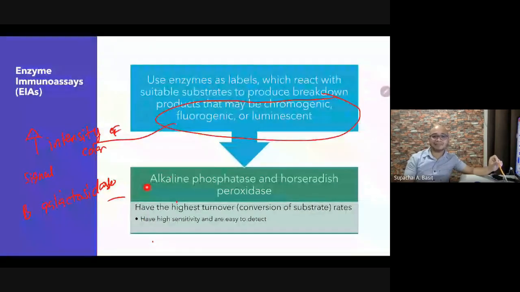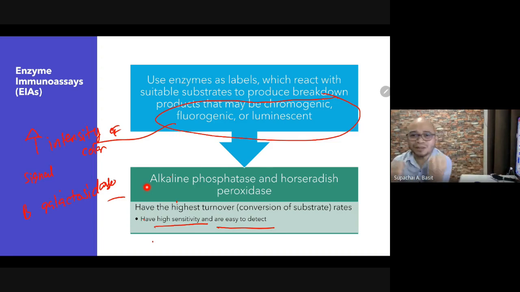This one has the highest turnover. When you say turnover, the concentration of substrate rates, it's very sensitive and easily detected. Among the four, radioimmunoassay, enzyme immunoassay, fluorescent immunoassay, and chemiluminescent assay, the one that is very common because it's easier to perform and not as expensive is the enzyme immunoassay. That's the reason why it's the one that we can afford in our laboratory. But then again, we're lucky because not all schools have the ELISA reader.